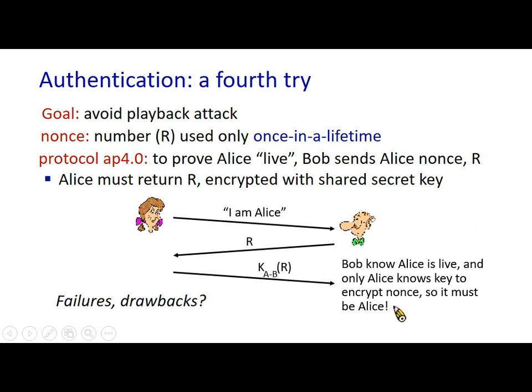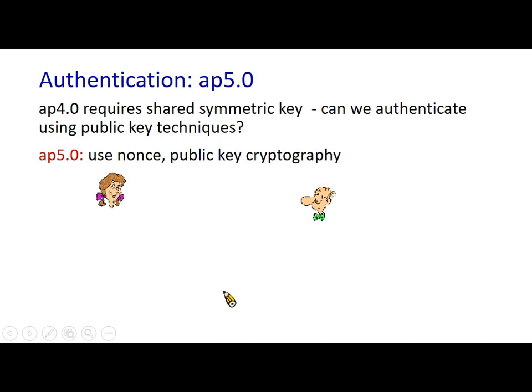So it must be Alice. So, the failure drawback. Authentication AP 5.0: AP 4.0 requires a shared secret key.